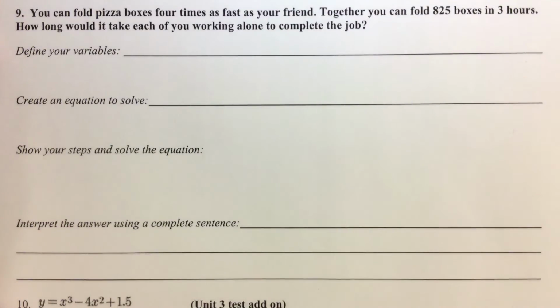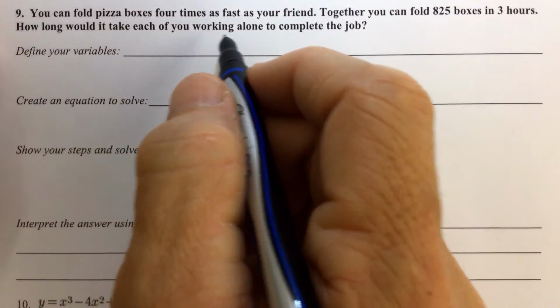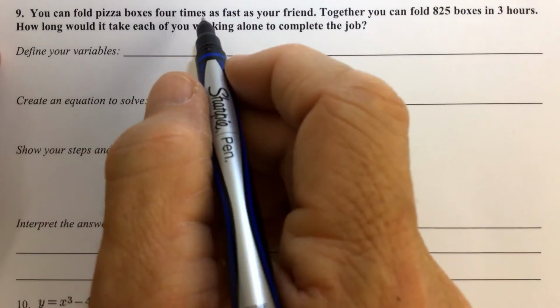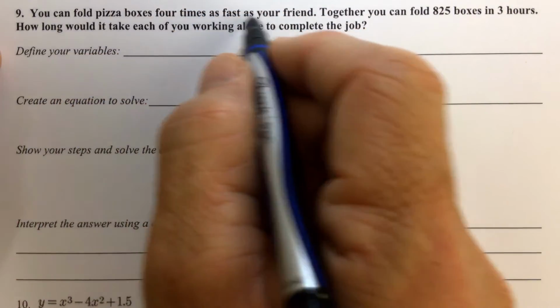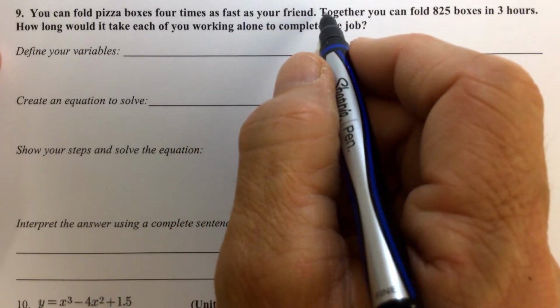For number 9, automatically you should, after reading it, realize that it's one of those work problems. And let's see what we have here. Defining your variables. You can fold pizza boxes 4 times as fast as your friend.